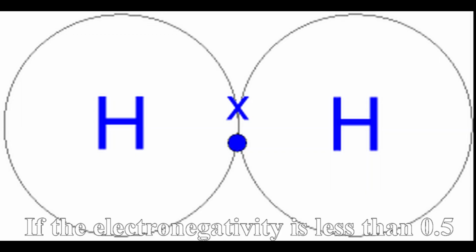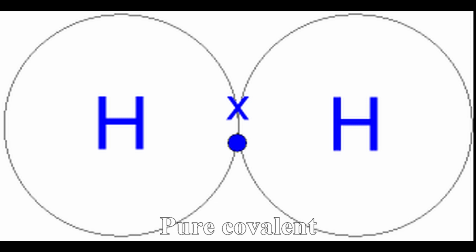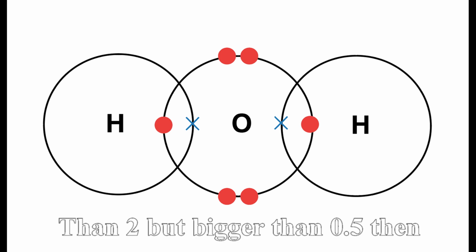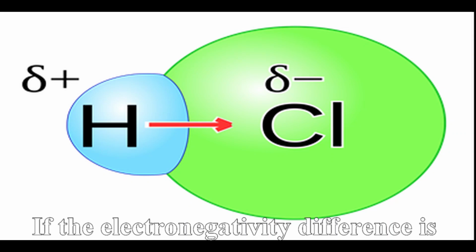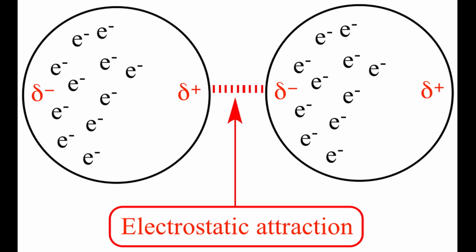If the electronegativity difference is less than 0.5, then the bond will be nonpolar, pure covalent. If the electronegativity difference is less than 2 but bigger than 0.5, then it's going to be a polar covalent. If the electronegativity difference is bigger than 2, then the bond is going to be ionic.